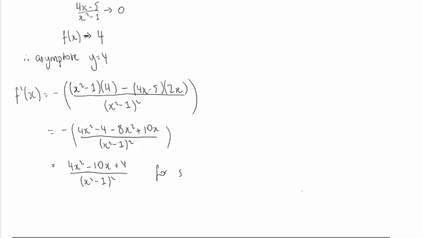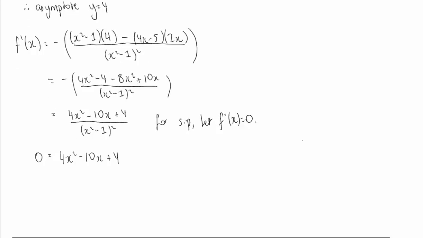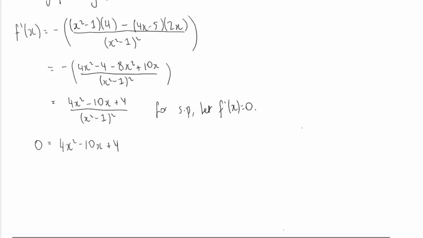So for stationary points, let f dash x equal 0. That means 0 equals... Now, I'm going to just make this a little bit nicer. In order for this fraction to equal 0, that's only going to happen if the numerator equals 0. You could also think of it as multiplying by the denominator to cancel it out, but this will just be the quicker way to do it. So I can divide everything by 2 at least.